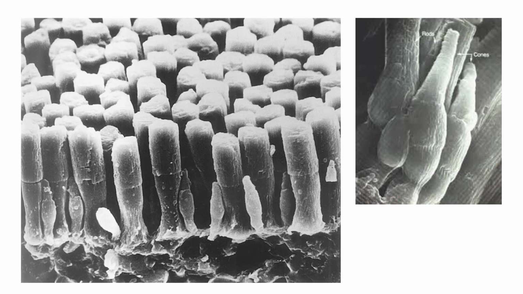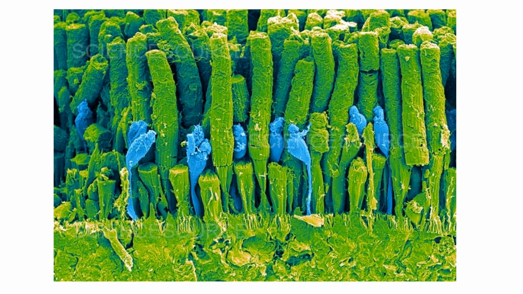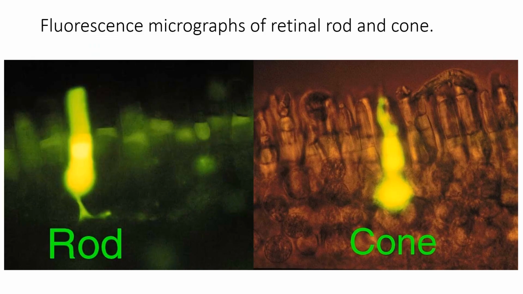This scanning electron micrograph shows rods and cones in the retina. This color scanning electron micrograph shows rods, green, and cones, blue, in the retina. Fluorescence micrographs of retinal rod and cone.